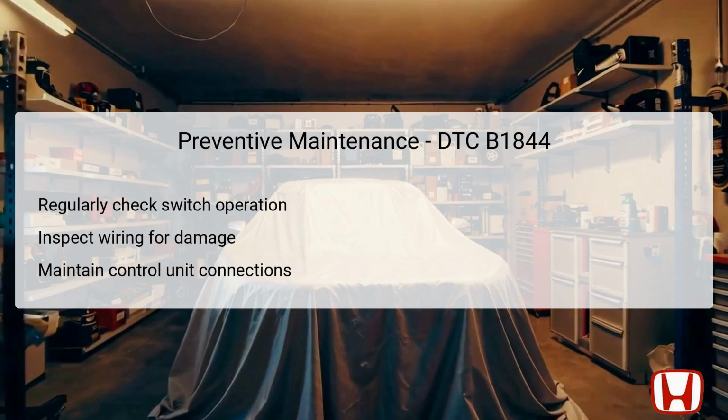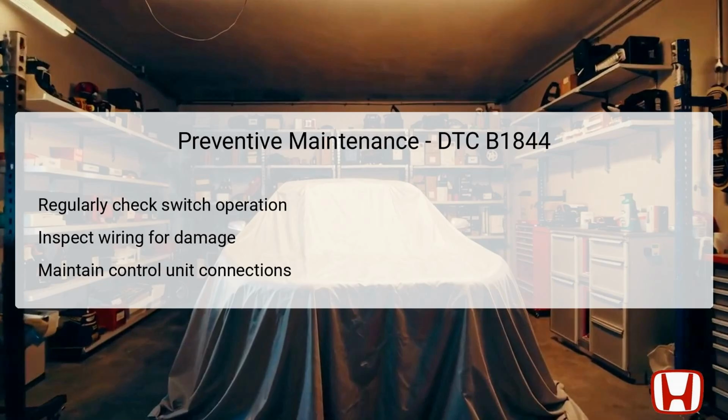To prevent recurrence of issues similar to DTC B1844, regular maintenance is advisable. Routinely check the operation of the power seat slide switch to ensure that it responds properly. If inconsistencies are noticed, addressing them promptly can prevent more significant problems from developing. Additionally, inspect the wiring connected to the power seat control unit and its switches for any signs of wear, corrosion, or damage. Damaged wiring can lead to intermittent faults and affect the overall performance of the seat adjustments.